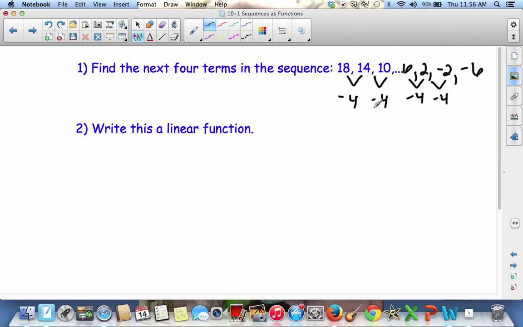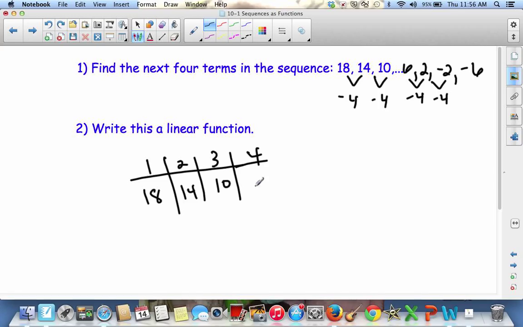Now, writing this as a linear function. So like what we saw in a couple slides ago, we want to make a table where your domain is going to be the number of values. So we have 1, 2, 3, and so on. So here, our first term would be 18. Second term is 14. Third term is 10. Fourth is 6.